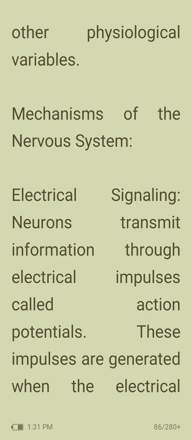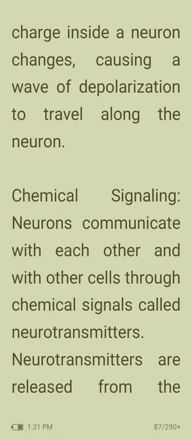Now, mechanisms of the nervous system. Electrical signaling. Neurons transmit information through electrical impulses called action potentials. These impulses are generated when the electrical charge inside a neuron changes, causing a wave of depolarization to travel along the neuron.